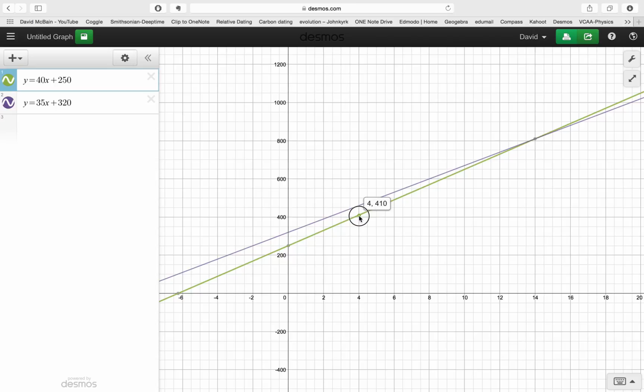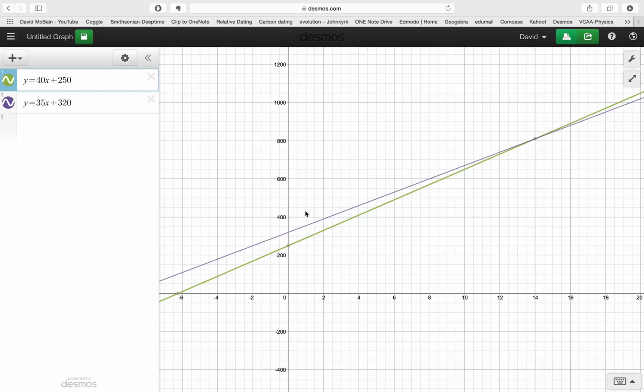$410. So as you work more hours, your pay goes up. So look at this. At a certain point, at that point there, at 14 hours, we're earning $810. Now we keep going. There's 18 hours, $970. Okay.